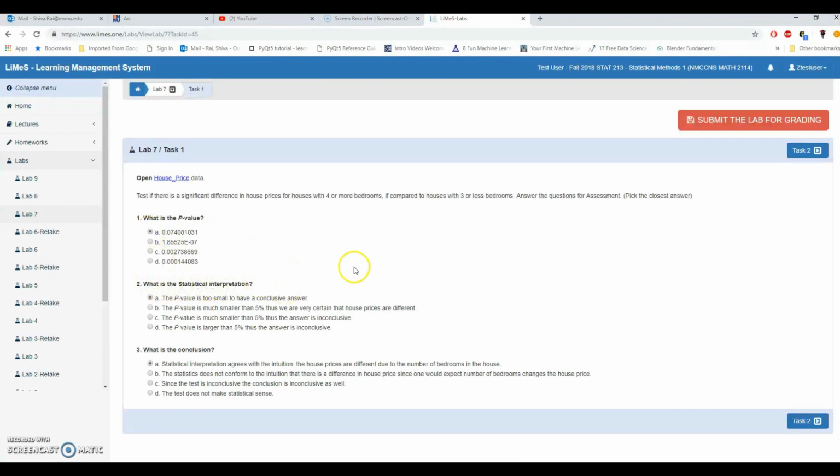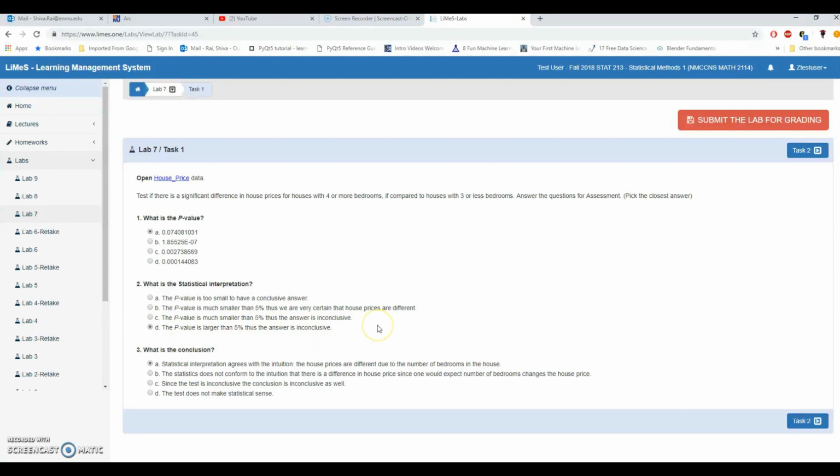What is the statistical interpretation? P-value is too small? No. P-value is 0.07, which means 7%. So that's greater than 5%. P-value is much smaller than 5%? No. P-value is larger than 5%, thus the answer is inconclusive.